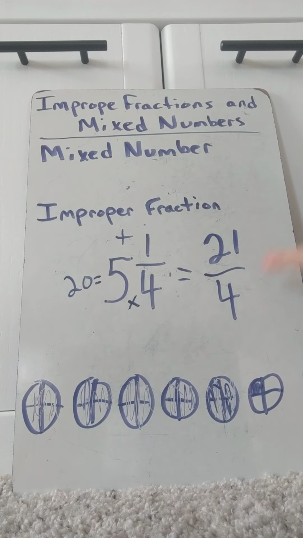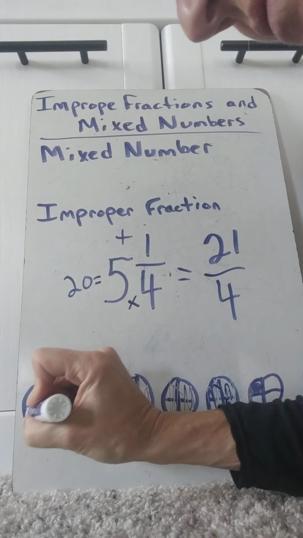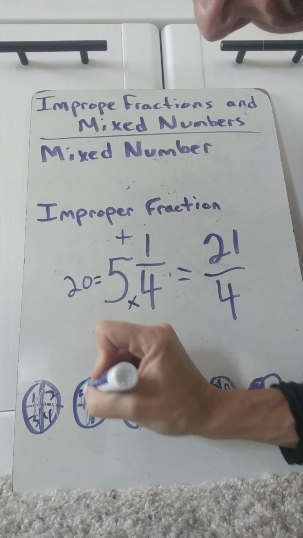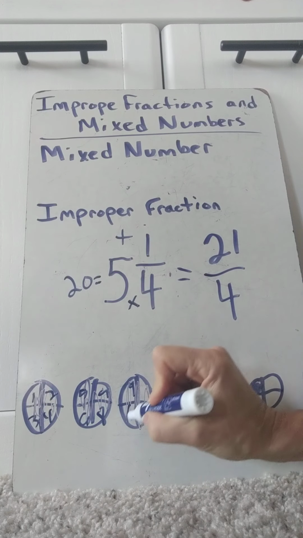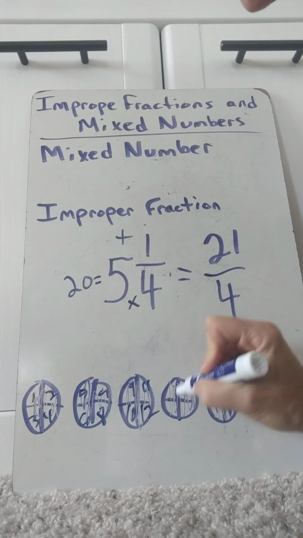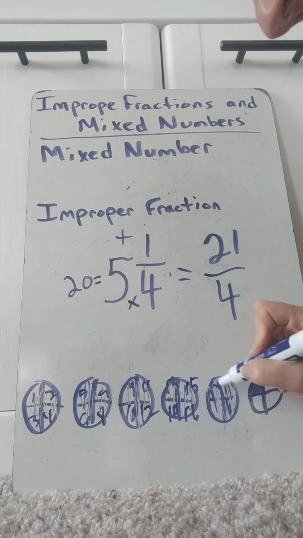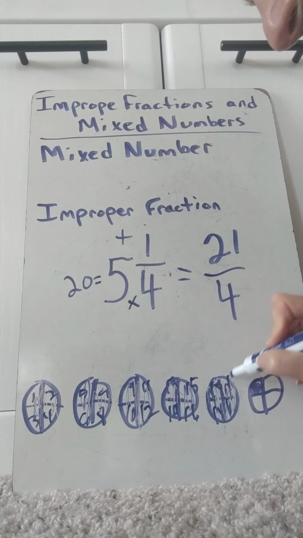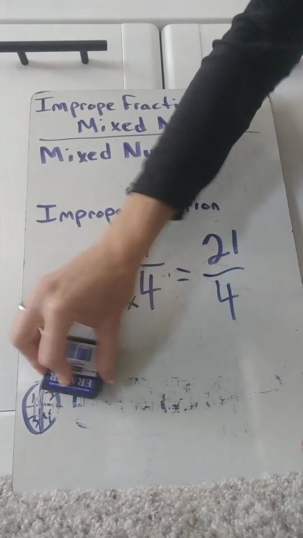Now, when I count all these shaded parts, I should have 21. Let's count. Ready? 1, 2, 3, 4, 5, 6, 7, 8, 9, 10, 11, 12, 13, 14, 15, 16, 17, 18, 19, 20, and this one here is 21. Yep, it checks out. But I just taught you the mathematical way.